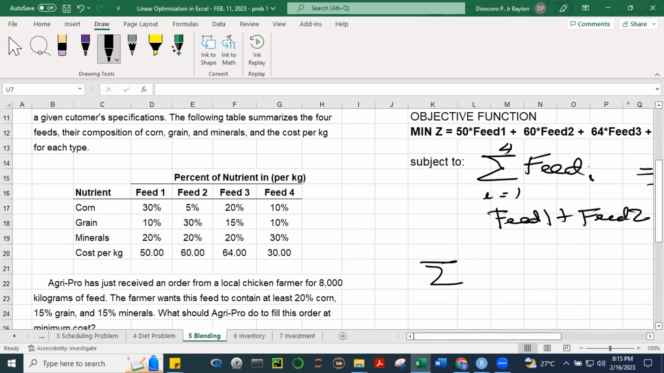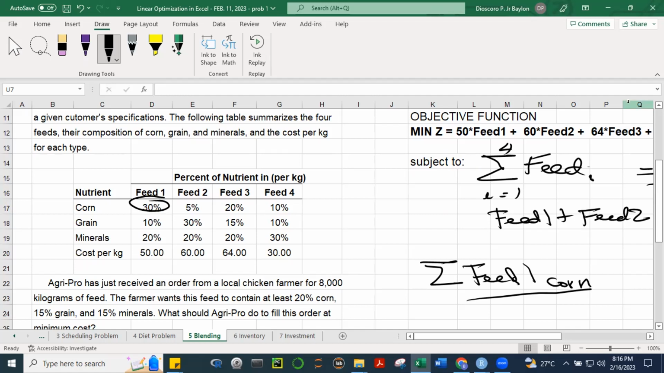Sum ng feed 1 corn. Feed 1 corn. But what's feed 1 corn? What's feed 1 corn? 0.3. Okay, sige. Tingnan natin. You're correct, no? What's the meaning of 0.3 here, class?